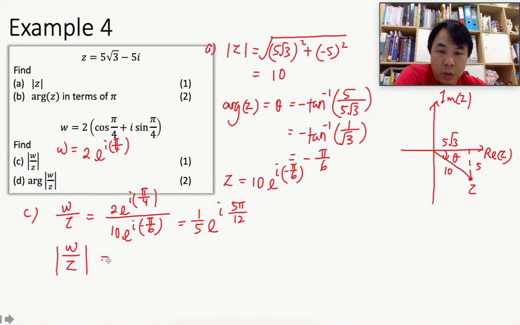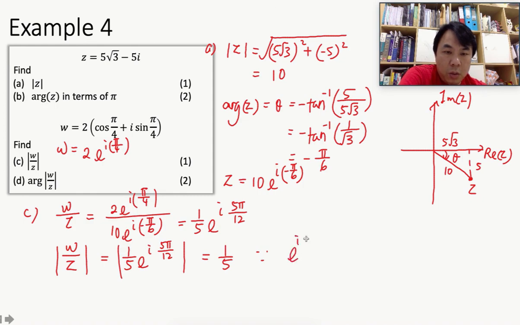And then to get the magnitude of this ratio is quite simple actually. It's just the magnitude of this, which is the same as 1 over 5, because the magnitude of e^(i 5 pi over 12) here is always equal to 1 here. Yeah, we know that this is always equal to 1.